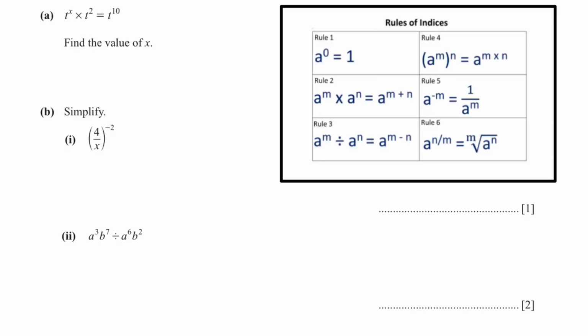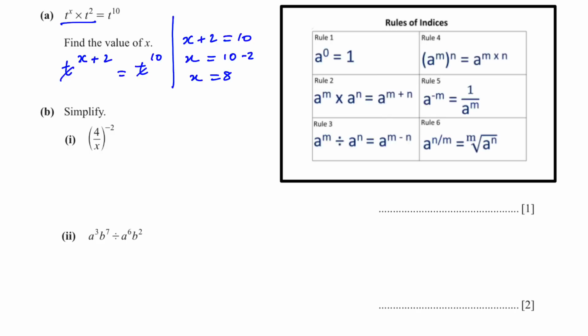So in this case, we have multiplication. It means we are going to use the second rule. x plus 2 is equal to t to the power of 10. The t's get cancelled. Therefore, x plus 2 is equal to 10. 2 brought to the other side will be negative 2. x is equal to 8.